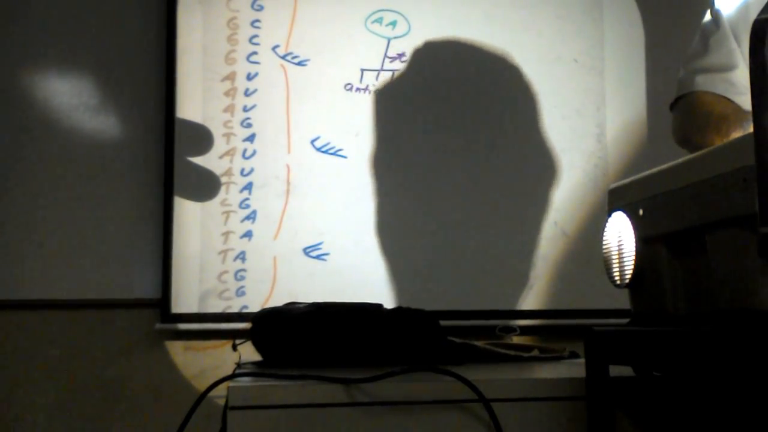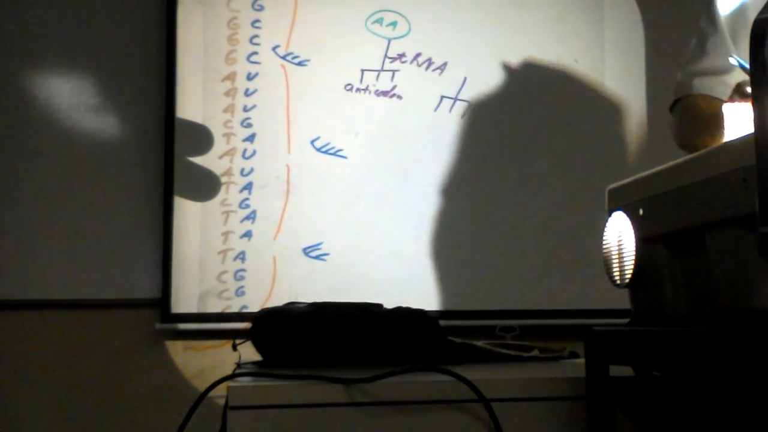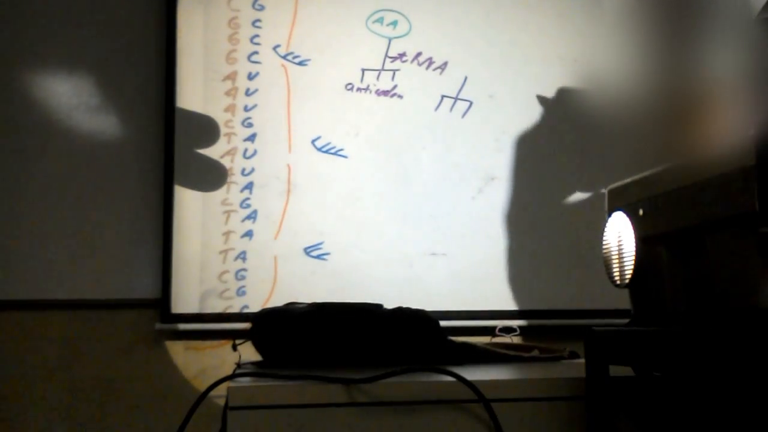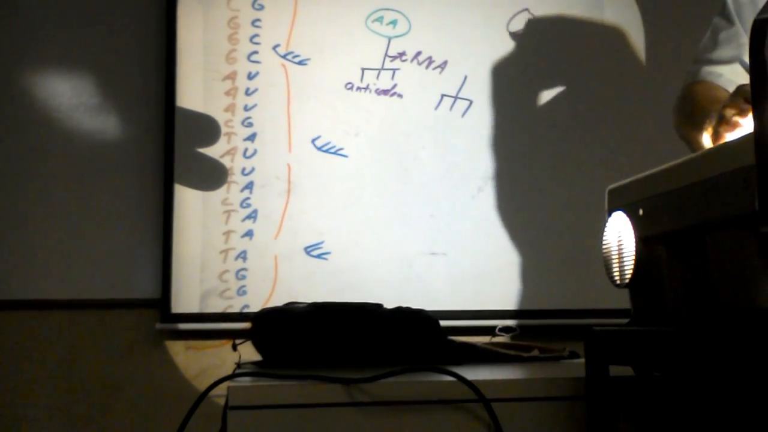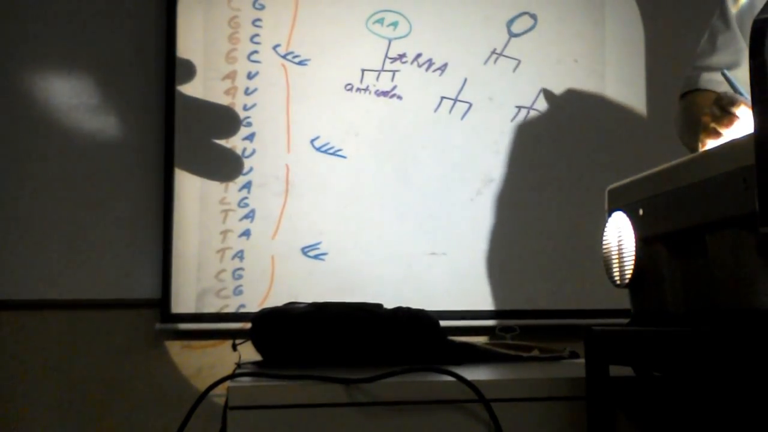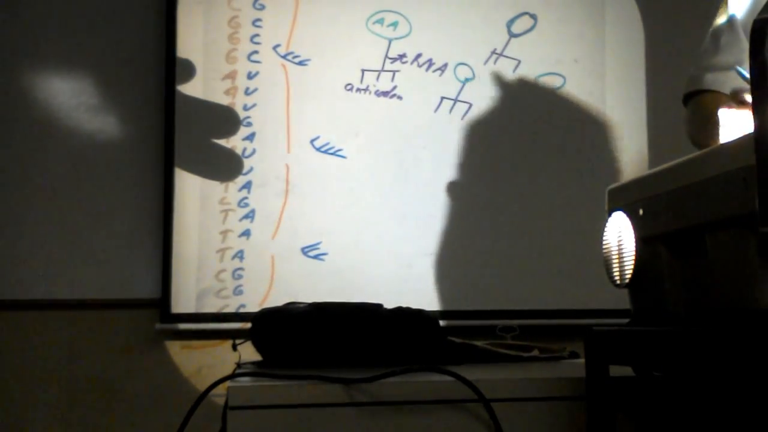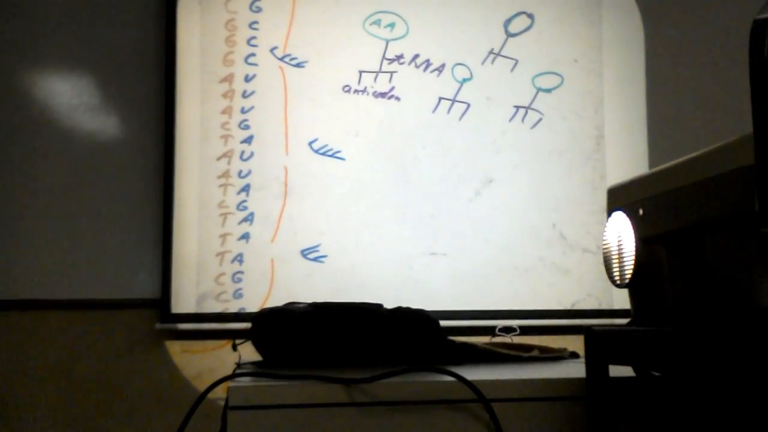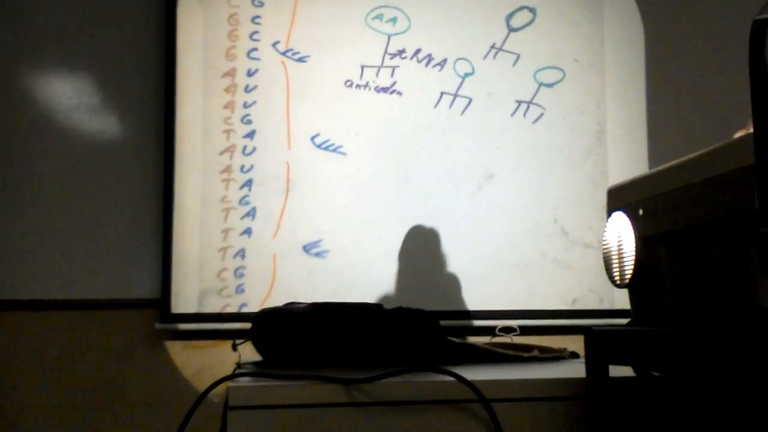This is a transfer RNA, just in case. And there are bunches of those around. And no, they don't actually look like that, but it's good enough for our purposes. So the transfer RNA's job is going to be to bring the amino acid down to the ribosome.